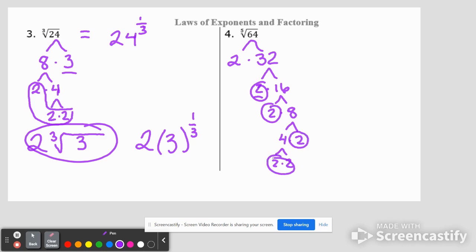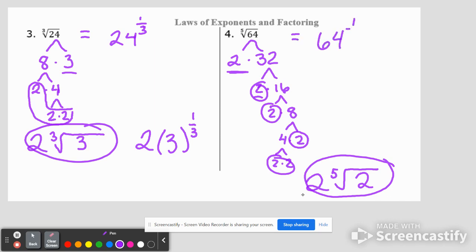There's my group of 5, which means that that 2 will be able to leave the radical, and what I'm left with is that first 2. And I can't forget my index of 5. So here's my simplified answer, 2 the 5th root of 2. Okay, and then one more time for exponents. That first one would be 64 to the 1/5 power. And my final answer could be written as 2 times 2 to the 1/5 power.